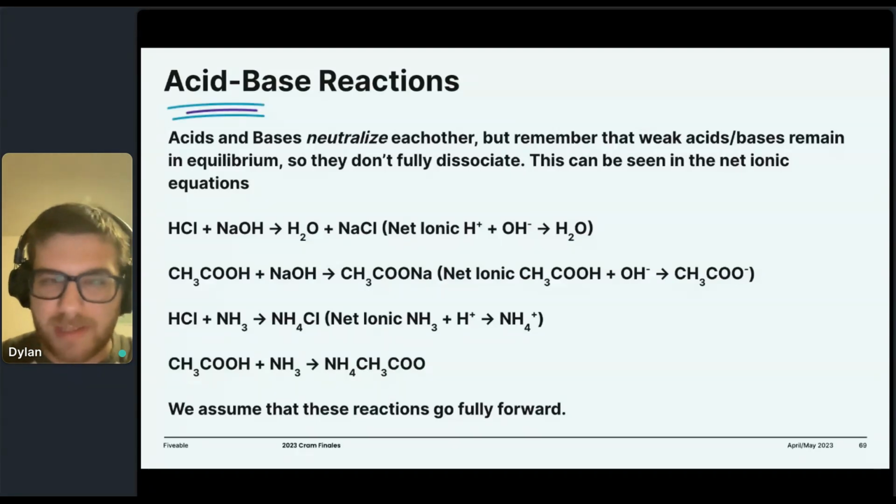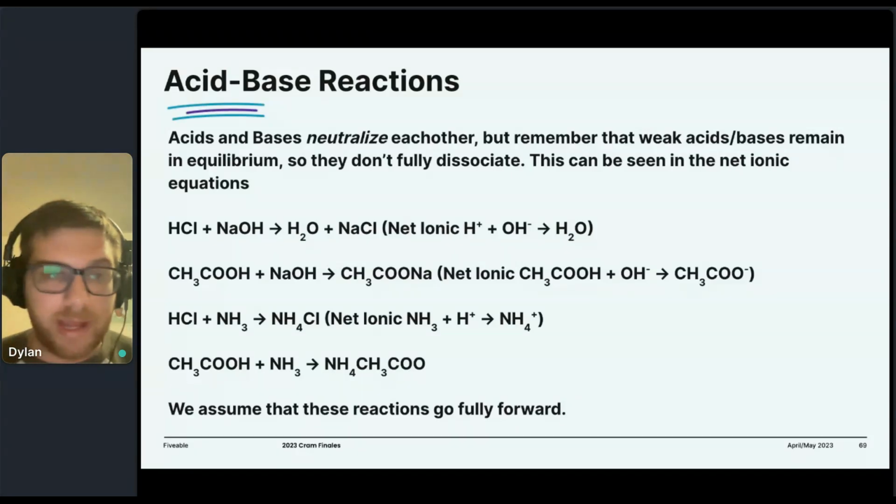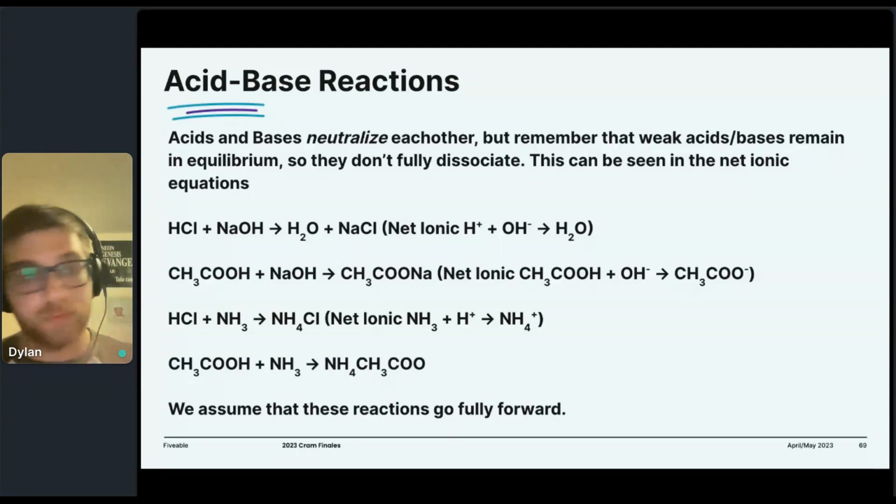For all intents and purposes on the AP exam, they will. We might not have all of it going right. We might have an excess reagent, but we typically won't see these in equilibrium. We're not given K values for these equations. We're just told they go fully forward.